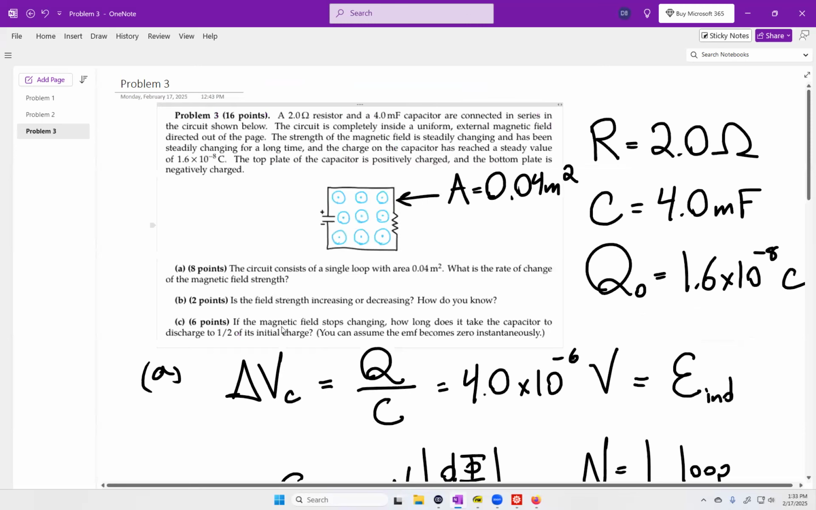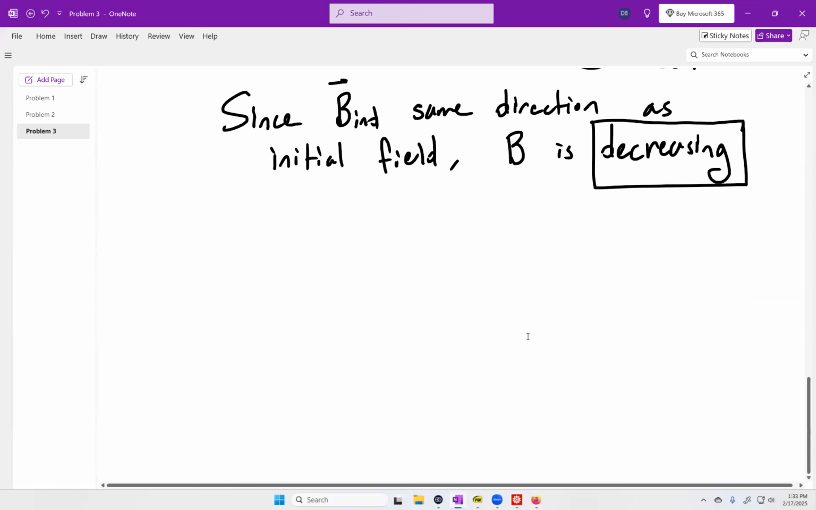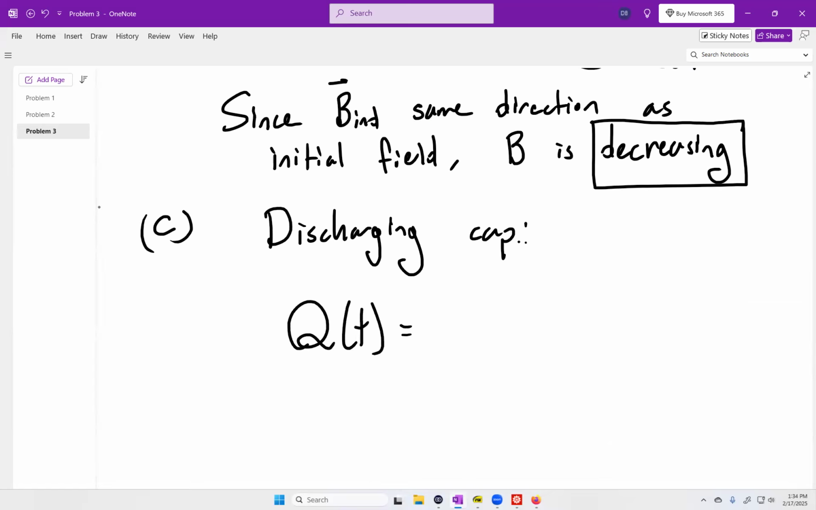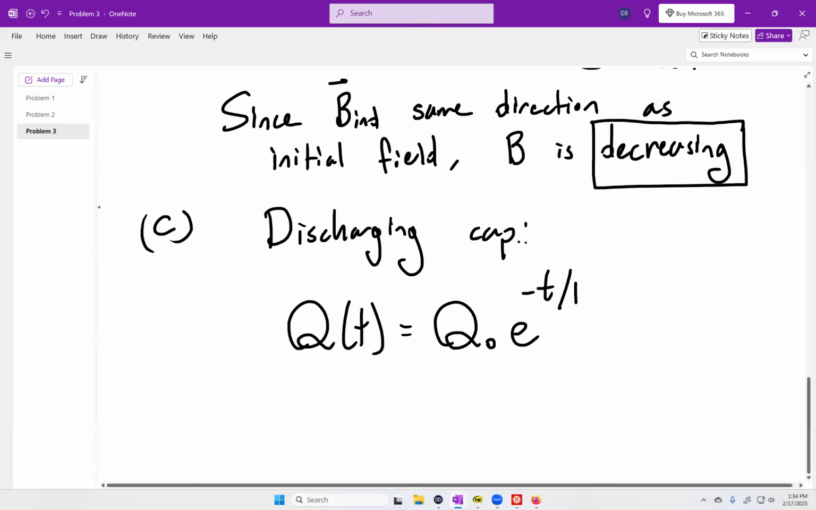Then part C: if the magnetic field stops changing, we no longer have the induced EMF. How long does it take the capacitor to discharge to half of its initial charge? And it says we can assume the EMF becomes 0 instantaneously. So this is basically saying we switch off the EMF, now we just have a resistor and a capacitor connected, so we have a discharging RC circuit, a discharging capacitor. And we know in that case, Q is equal to Q naught times e to the minus t over tau, where tau is R times C.